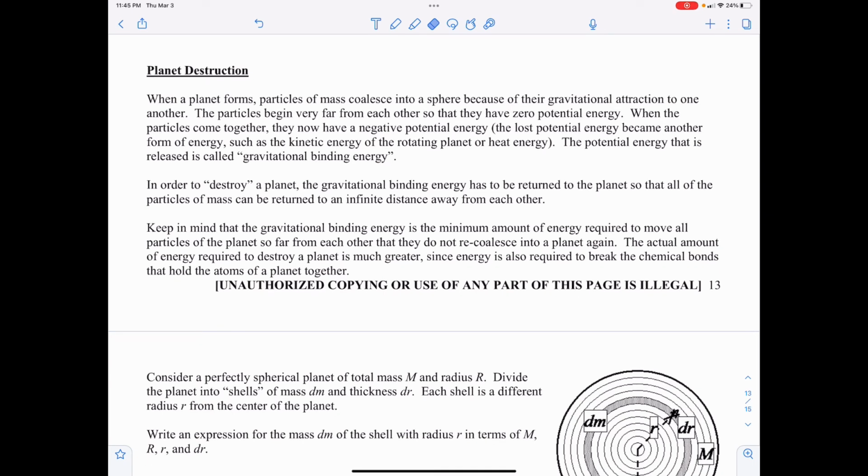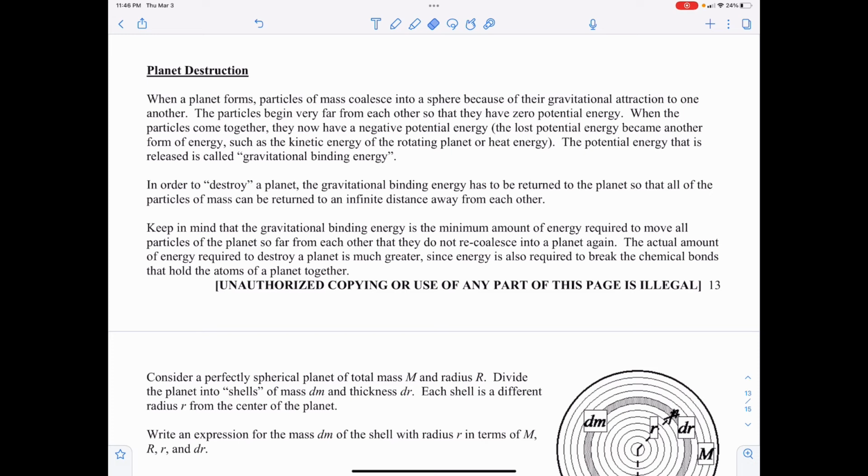Okay, final section. Planet destruction. When a planet forms, particles of mass coalesce into a sphere because of their gravitational attraction to one another. The particles begin very far from each other so that they have zero potential energy. When the particles come together, they now have negative potential energy. Remember how that works? Negative potential energy close to the surface of a planet, zero potential energy very far away. So as you go farther and farther away from a planet, your negative potential energy becomes less negative, getting closer to zero.